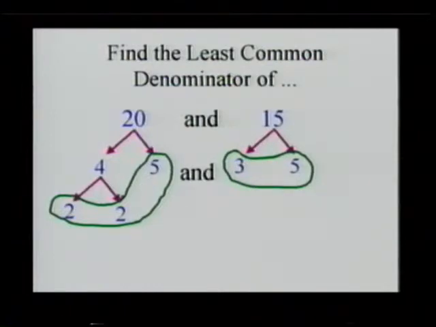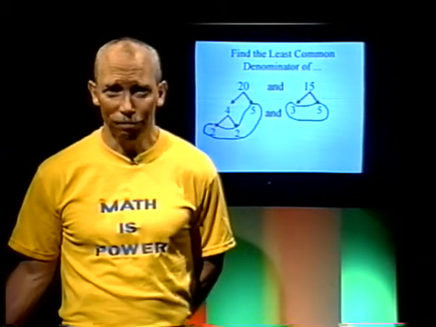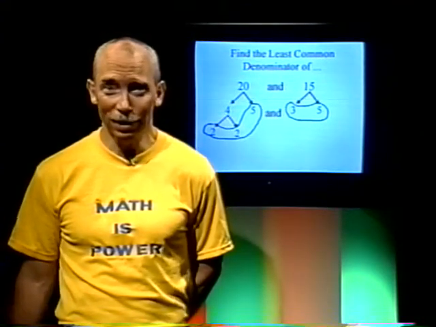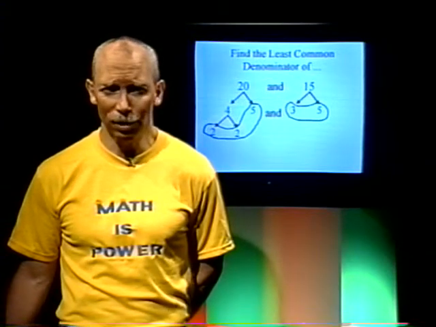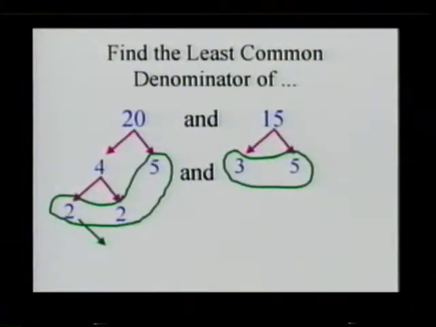Now, I'm not going to take the intersection of these two sets like I did before. To find the least common denominator, I'm going to take the union. In other words, I've got to create something that covers everything in both sets. Let's go one thing at a time. The 2 I need, so I'll throw it down. This 2 I need, because I need two 2's, so I have to put in another one. The 5 I need. I don't have a 5 down here yet.